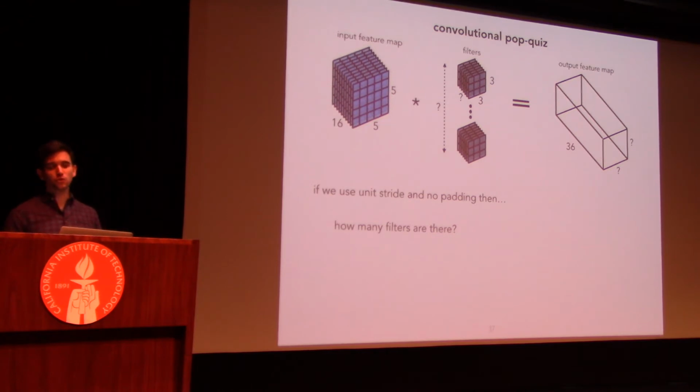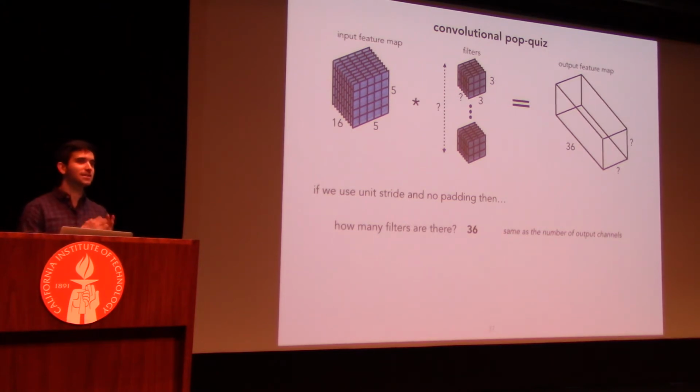How many filters are there? How many filters did we apply to this input feature map in order to get an output feature map, hint, with 36 output channels? 36. We had 36 filters, each of which gives us an output feature map. So the number of filters in a convolution is the same as the number of output feature maps that you're going to have.